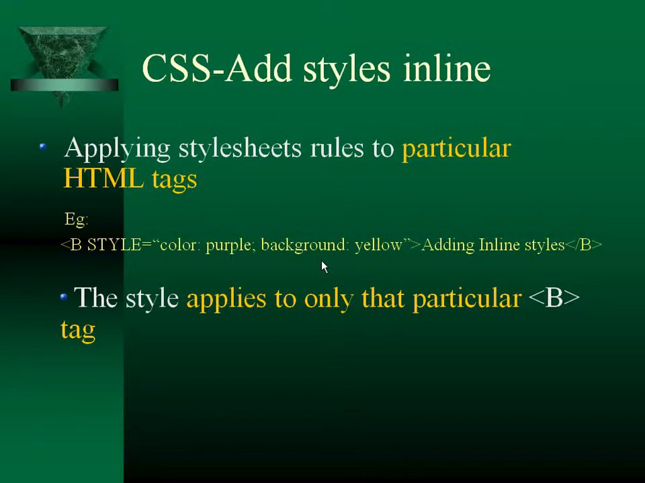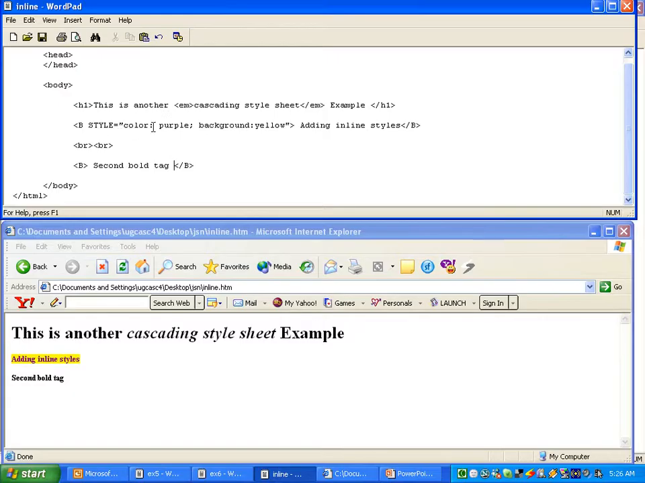So let us see an example of how this works. In this example, we are applying styles to this bold tag. We are applying color purple for this bold tag and background as yellow. For this second tag, we have not applied any styles, so we can observe the output here.